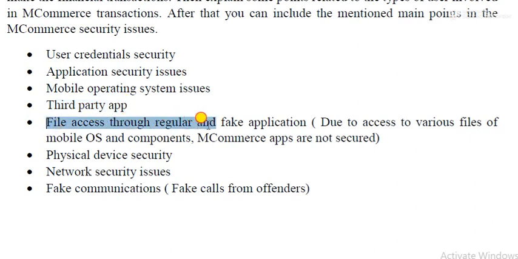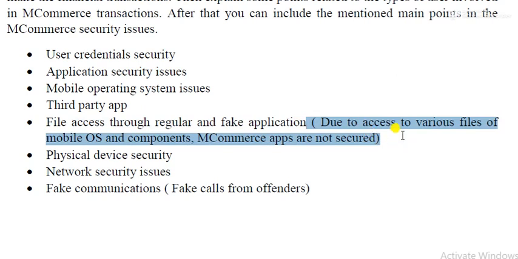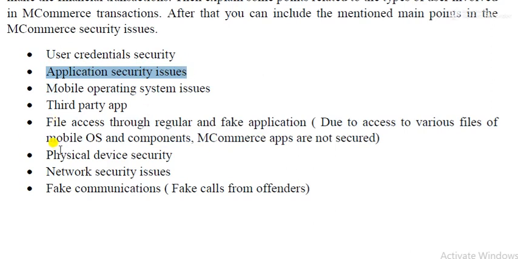Now this is file access through regular and fake applications. Due to access to various files of the mobile OS and components, m-commerce apps are not secure. Now in short, this point and the application security issues point are co-related. What is the meaning behind it? If you have installed some untrusted applications within your smartphone, you might provide some access rights to those untrusted applications to access the files within your smartphone. Let's say you have installed one untrusted application and another application which is a trusted application, but even though through the untrusted application, some access rights might be enabled to access your photos, your notes, your messages and so on.